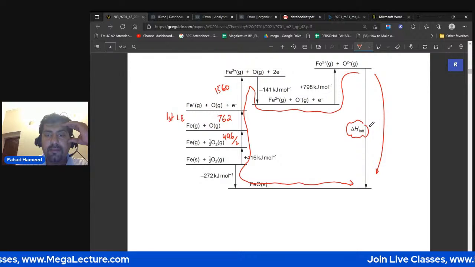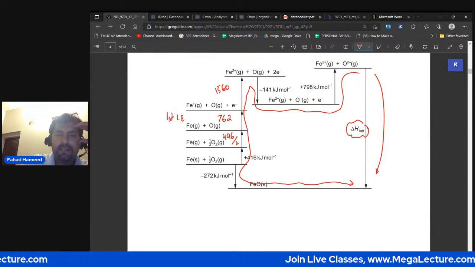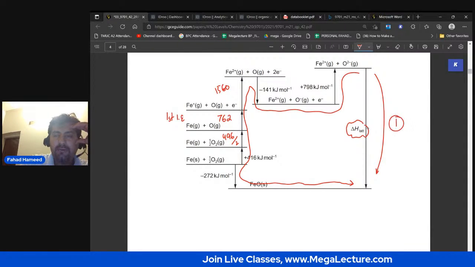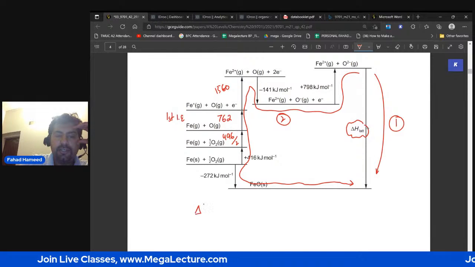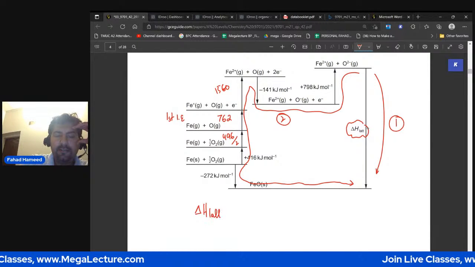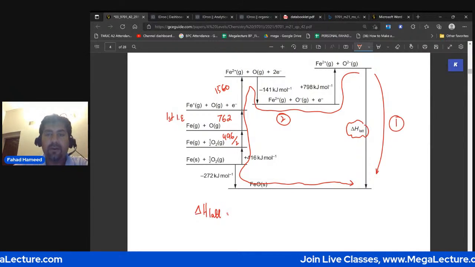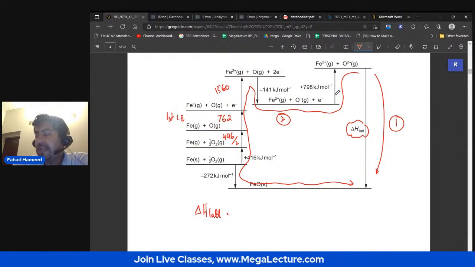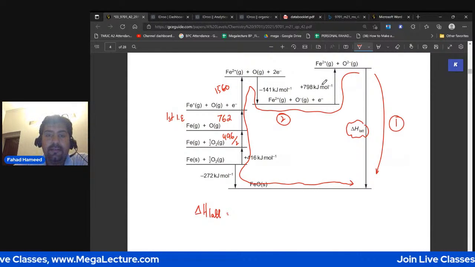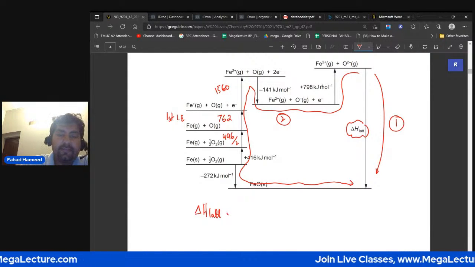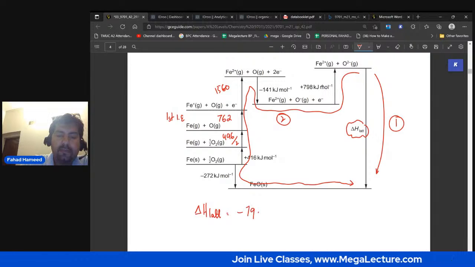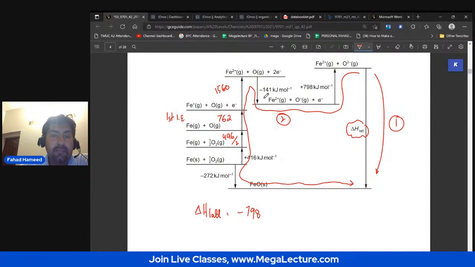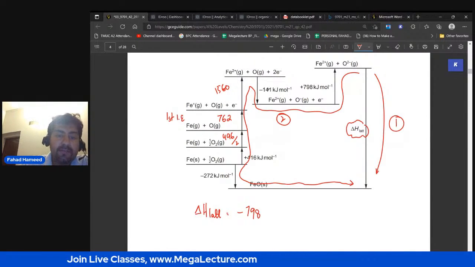So I'm going to take the lattice energy as my path number one, and I'm going to make it equal to path number two. So delta H lattice energy is going to be what? Remember, if you go in the opposite direction of the arrow, the sign has to change. So this is going to be minus 798. This one, again going in the opposite direction to the arrow, is plus 141.